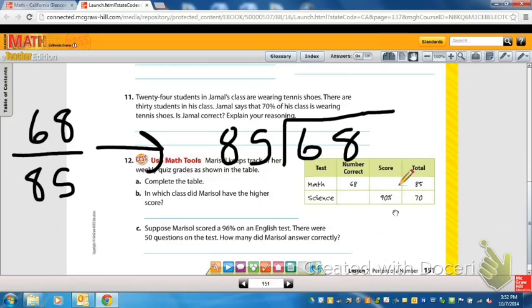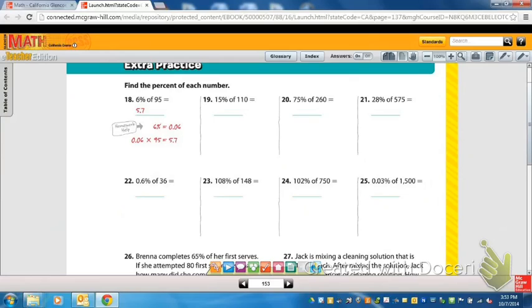And of course you'd have to add a decimal and then figure the answer for that one. This answer here is going to be an even number. 85 goes into 680 evenly, so play with some numbers to see if you can come up with the answer. You're also doing page 153, 18 through 32 even only.